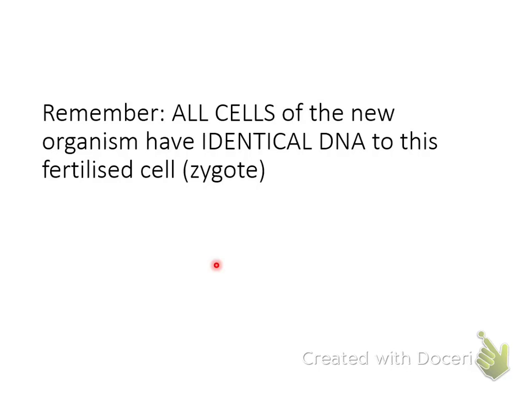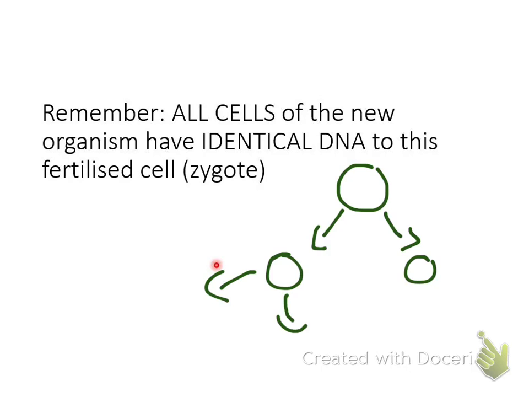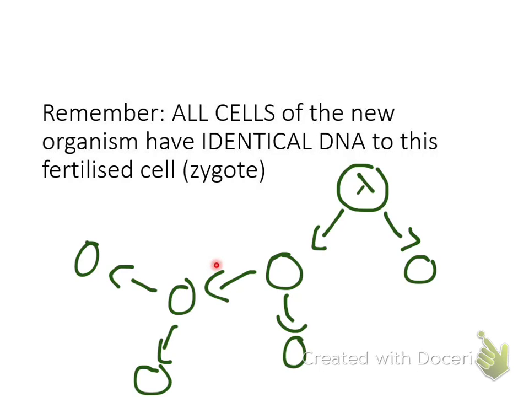Now, why is that important? Remember that from that one fertilized cell, we get every other cell in that organism. Okay, it just keeps dividing exponentially. So any errors in here will be carried over to every other cell.